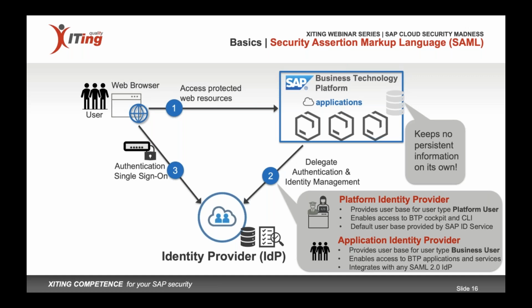By default, the SAP ID service, you may notice, is used as a platform IDP. So the one that is required for all platform users accessing the cockpit and the command line interface. So those normally are the administrators. And customers also can switch to a preferred application IDP at any time. So for example, it can be the identity authentication service.